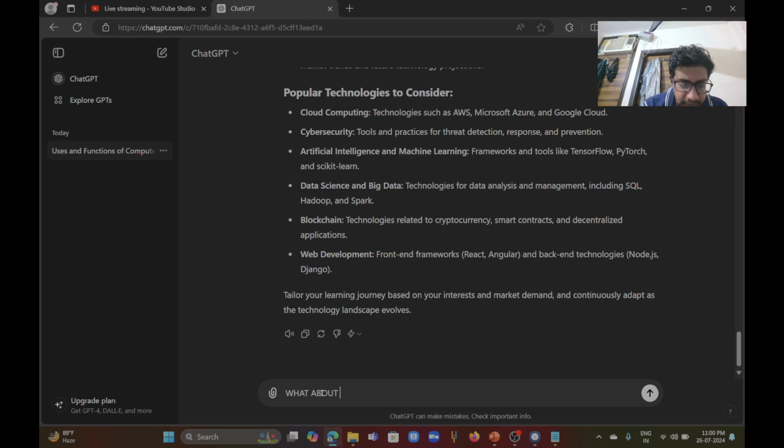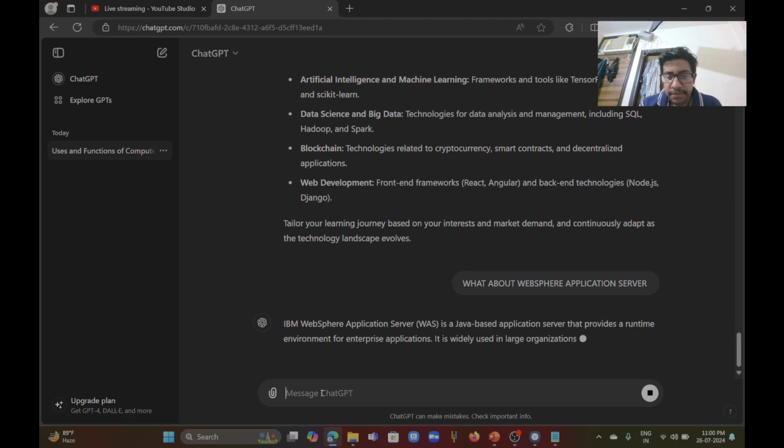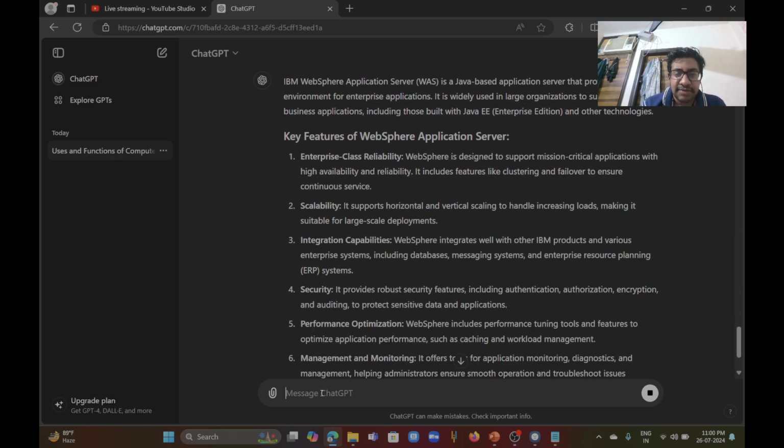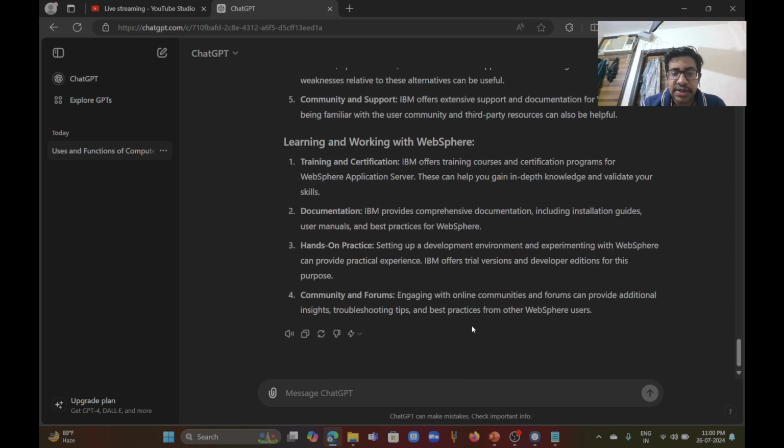What about WebSphere application server? I will type, what about WebSphere application server? This is what comes up in ChatGPT.